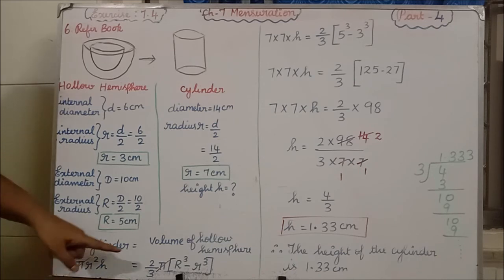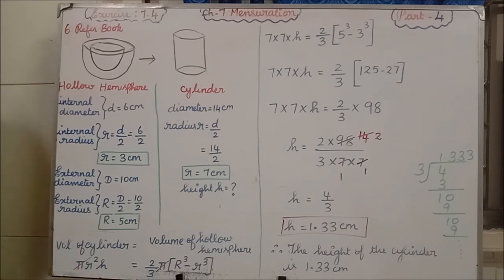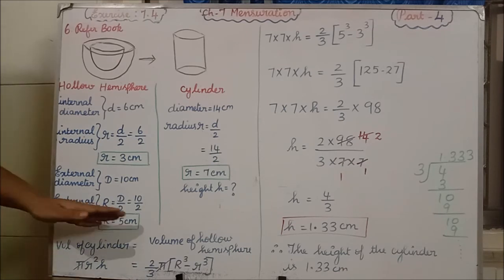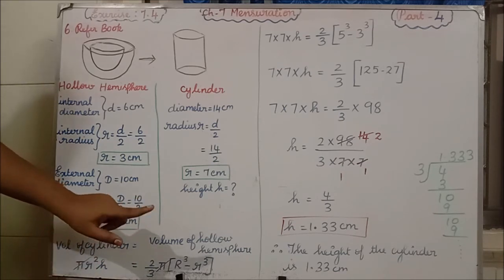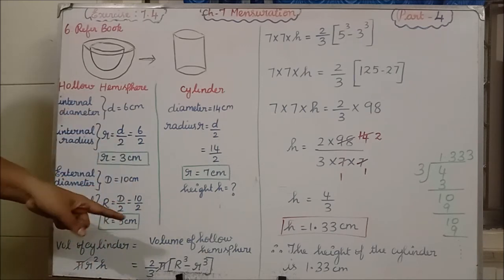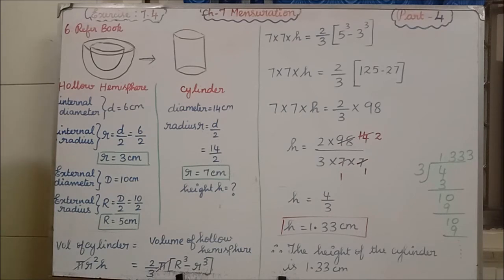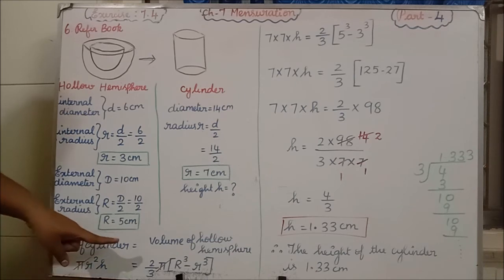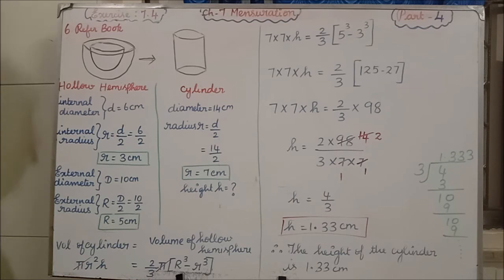So volume of cylinder is equal to volume of hollow hemisphere. Volume of cylinder formula is pi r square h, equal to 2 by 3. Volume of hollow hemisphere formula is 2 by 3 pi, capital R cube minus small r cube. Clear? I am cancelling the pi. Then r square h on that side, and 2 by 3 capital R cube minus small r cube is there. Isn't it?